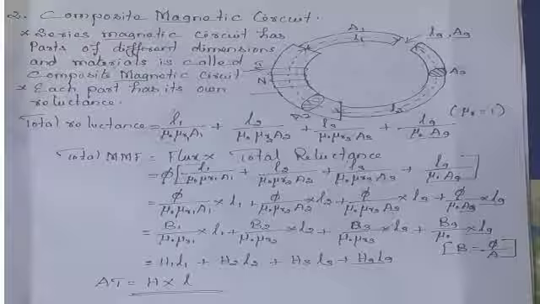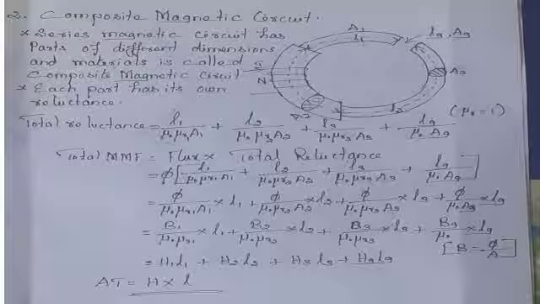Consider the diagram: areas A1, A2, A3 with corresponding lengths L1, L2, L3. In the air gap, the area is Ag and the length is Lg. When the supply is given, current flows through the coil with N turns in the winding. When the current flows through the coil, flux will be induced in the iron core.